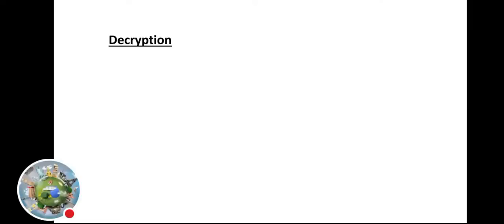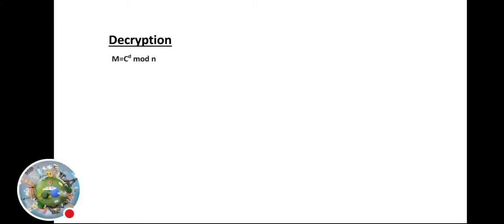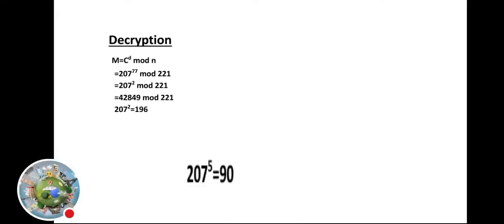Now we have to verify whether the ciphertext is correct or not. So we have to do the decryption. Formula: M equals C to the power of D mod N. 207 to the power of 77 mod 221. So first find the square. The answer will be 196. Then we find it for 5, because 7 is required. 207 to the power of 5 equals 90.